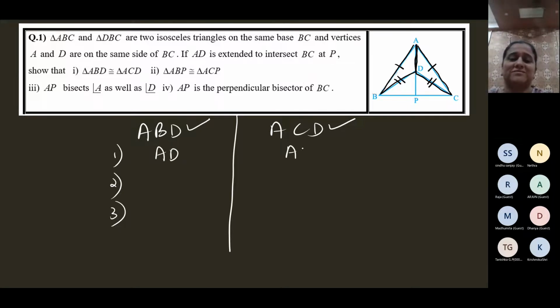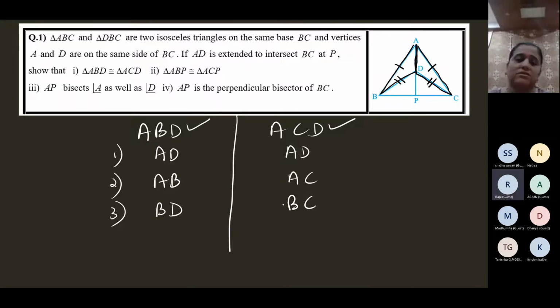Okay, because it's a common side. Ma'am, then AB is equal to AC. AB of this triangle is equal to AC of this triangle. Good. Then BD is equal to DC. BD is of which triangle? Ma'am, ADB. And DC is of? Ma'am, triangle ACD.